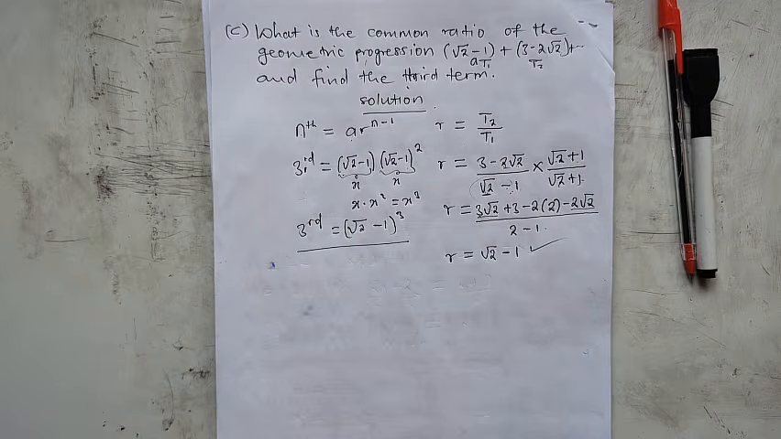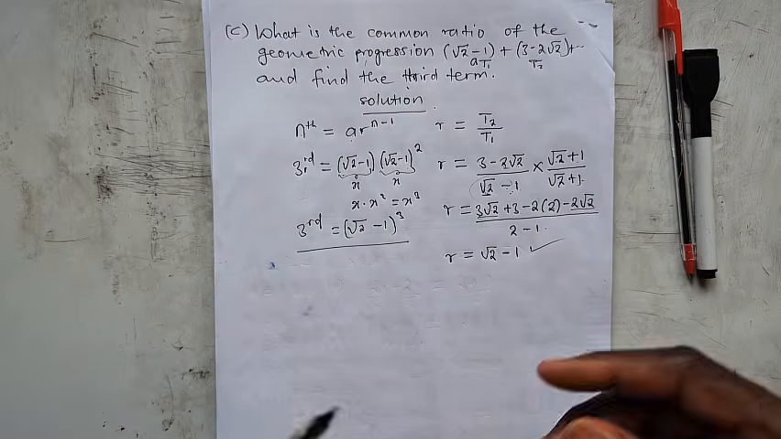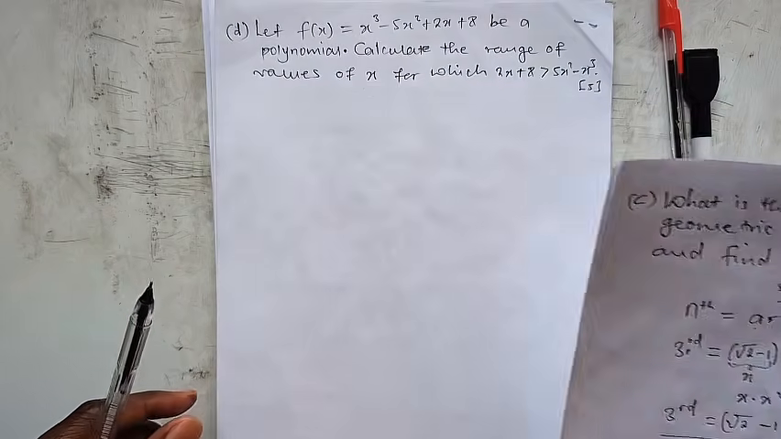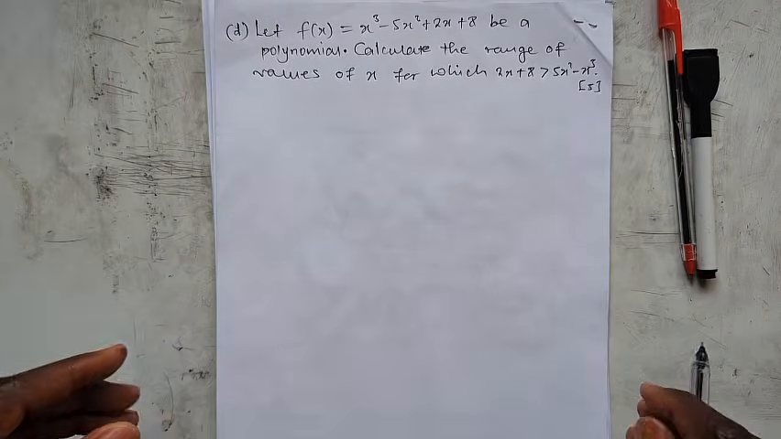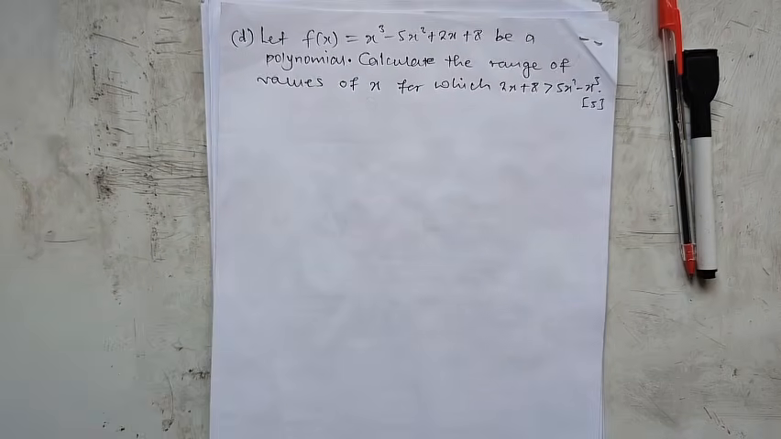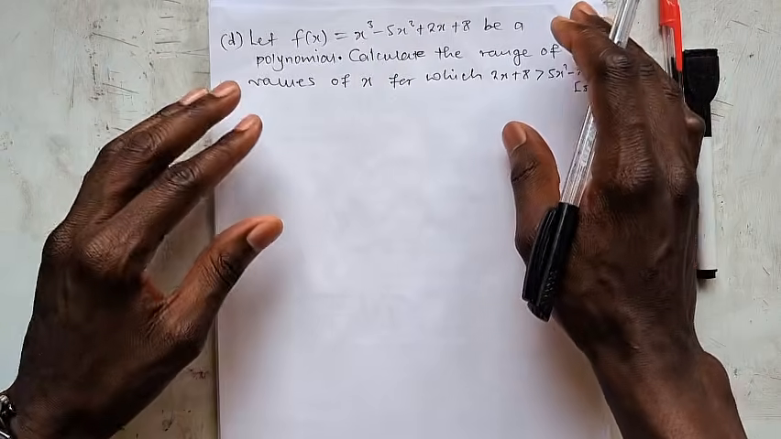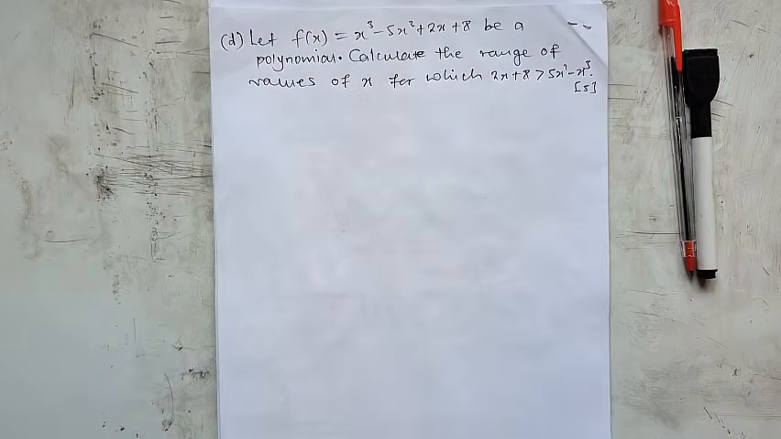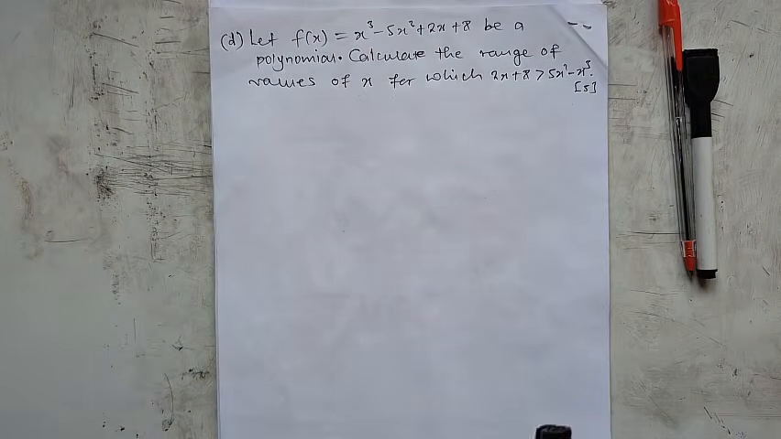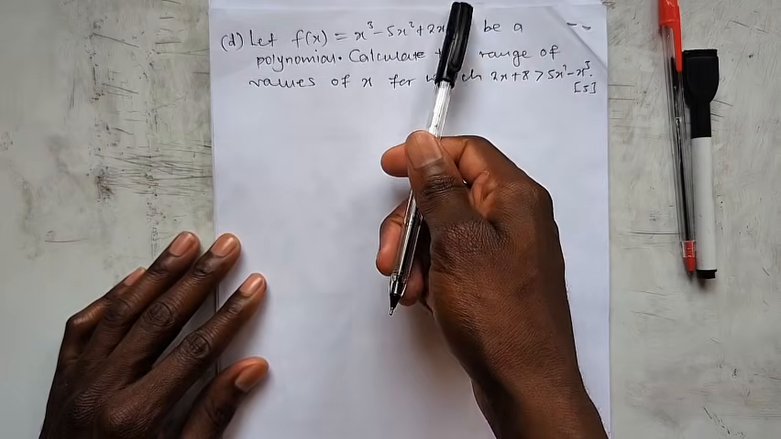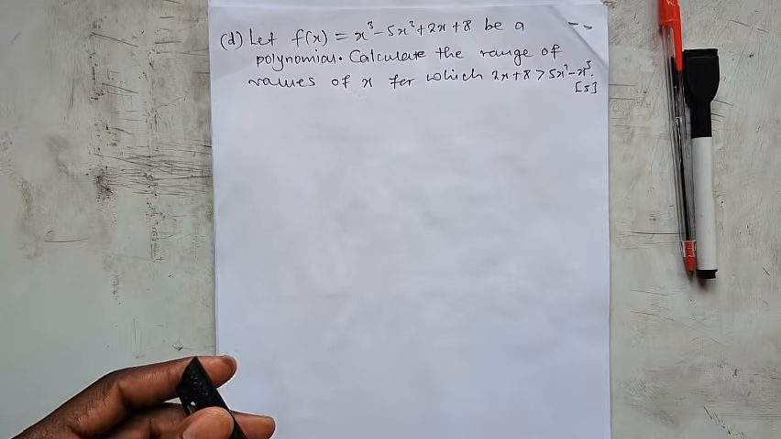Let's try to go to the other question. The other question has to be question D, of course. We need to go to question D. Question D is somehow involving, it requires you to combine some concepts to solve this problem. First of all, you need to know how to deal with this so that you can factorize it.